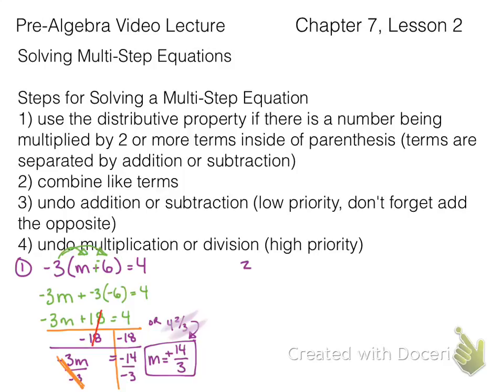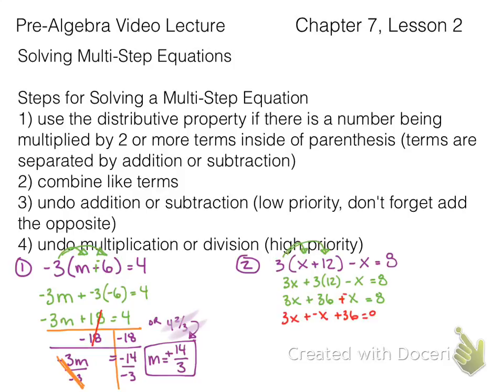All right, one more example problem. We have 3 times the quantity x plus 12 minus x equals 8. So again, we're going to distribute. We're going to get 3x plus 3 times 12 minus x equals 8. We're going to simplify, which is 3x plus 36, because 3 times 12 is 36, minus x equals 8. And then I'm going to use the commutative property, once I add the opposite, to move the x's closer to each other. All right, so now I have 3x plus -x plus 36 equals 8.